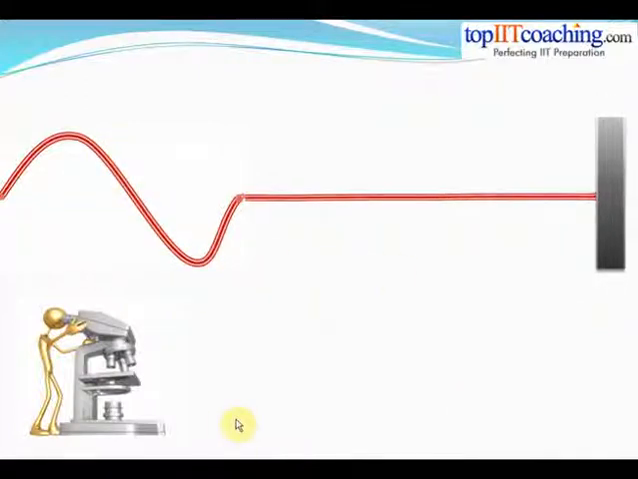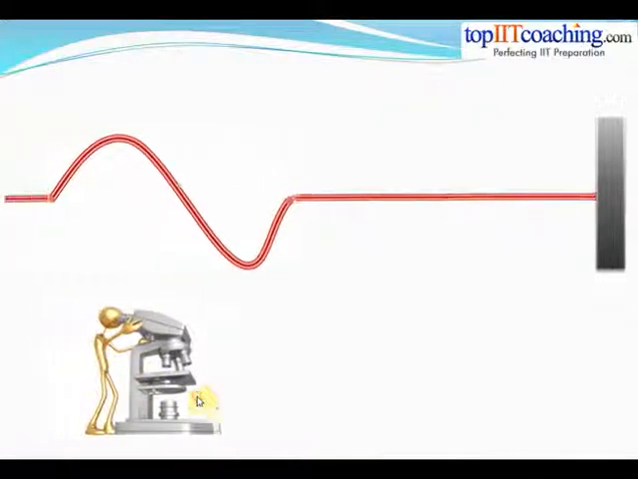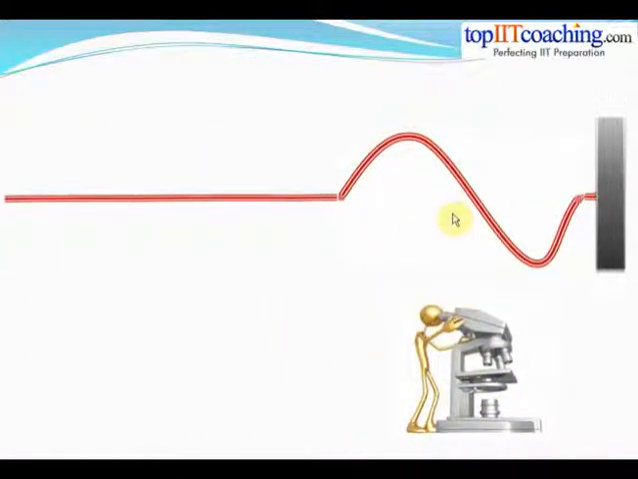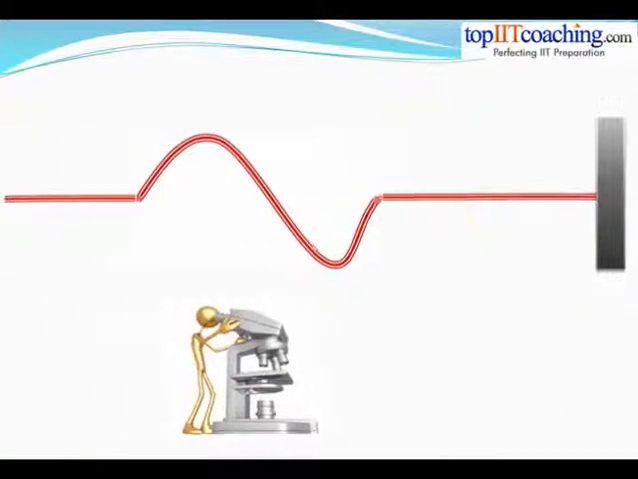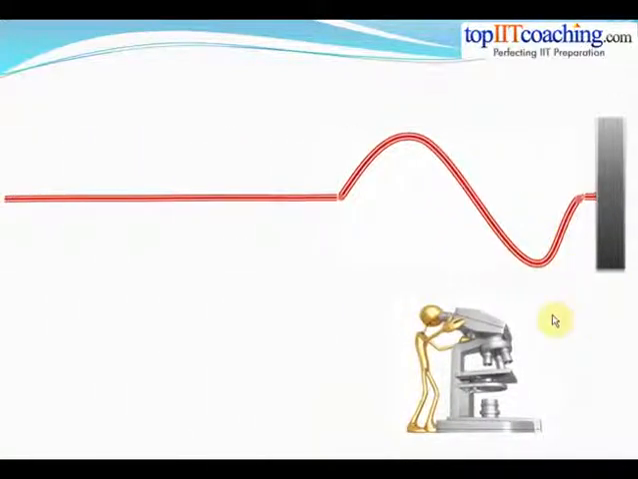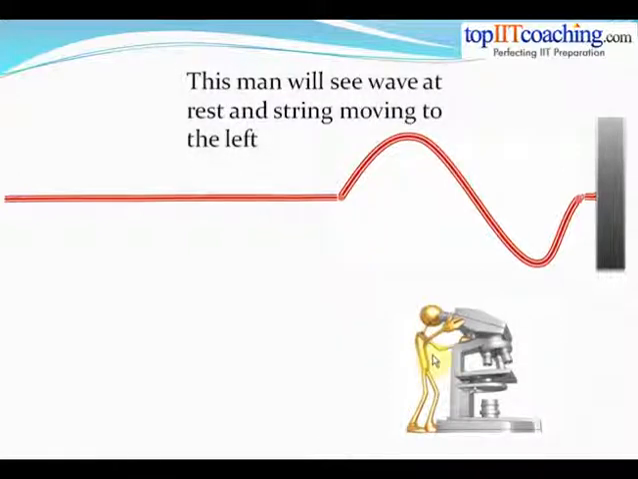So the string particles would just be moving up and down as the wave moved from left to right. But things are different in this man's frame of reference. In this man's frame of reference, the wave is at rest. That is because he is moving with the same velocity as the wave. And similarly, in this man's frame of reference, the string is not at rest. The string is moving to the left with a velocity v. That is because the man is moving to the right with a velocity v. So in his frame of reference, the string, even though it is actually not moving to the right or left or anywhere, will be seen moving to the left with a velocity v.